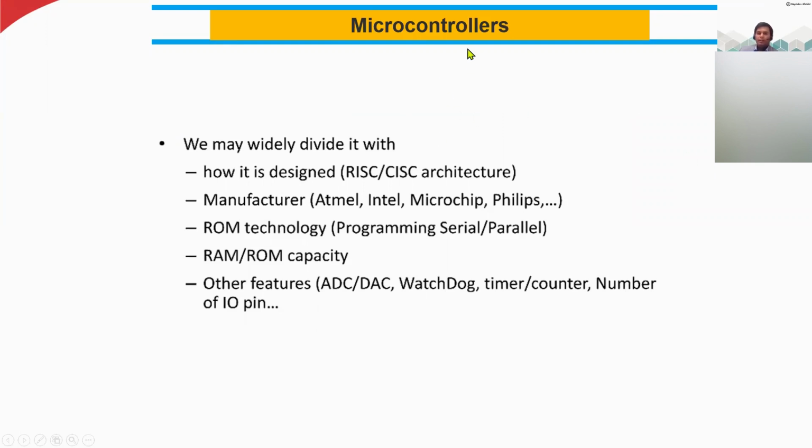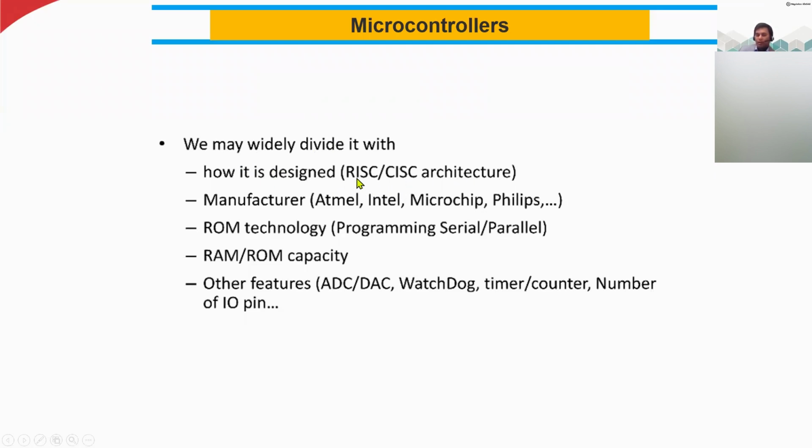Now we will see, if you want to choose a microcontroller, how can you decide, and based on what? You should decide what microcontroller you are going to use for your application. It's based on how it's designed, for example, whether it's a RISC-based or CISC-based architecture.